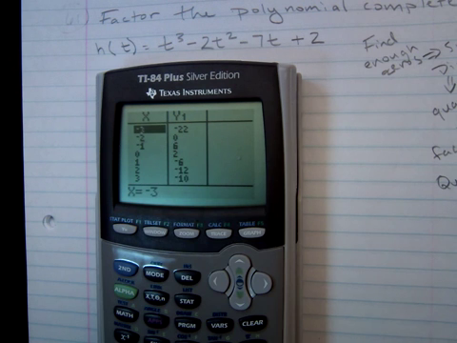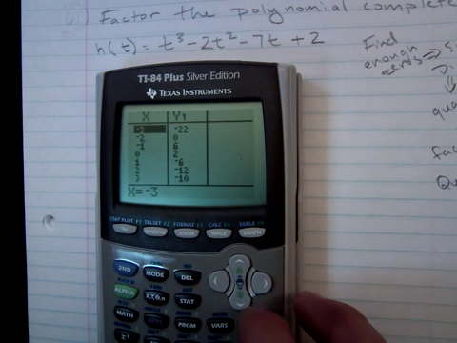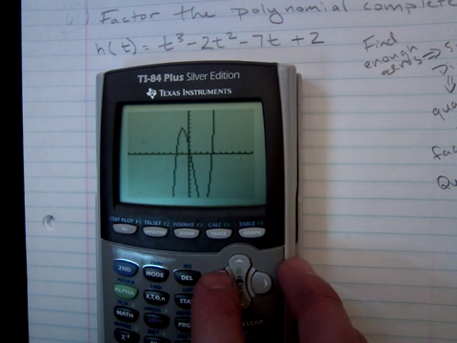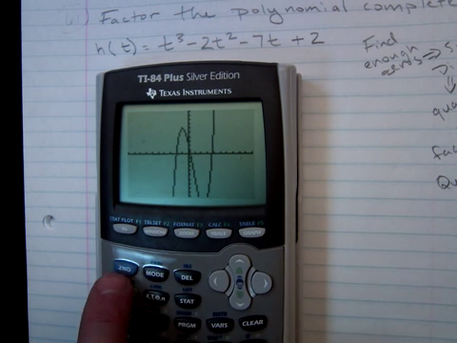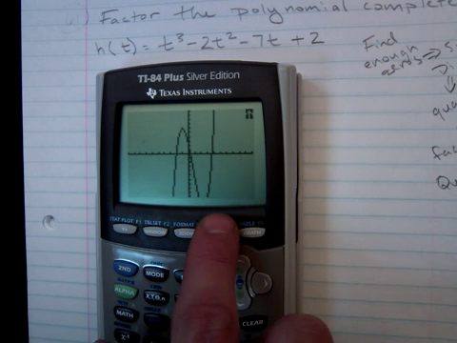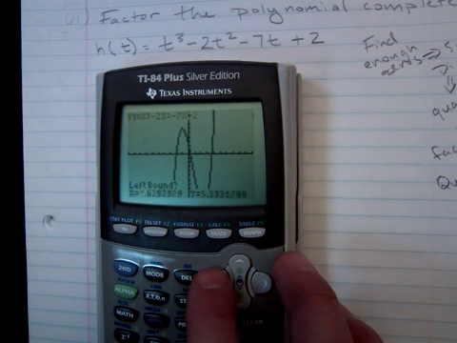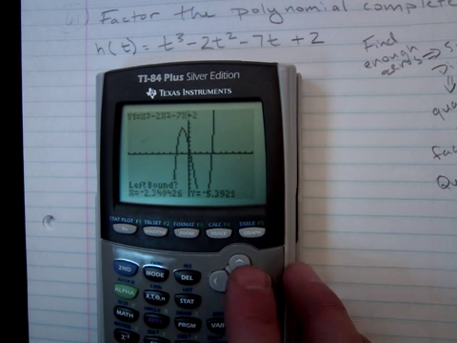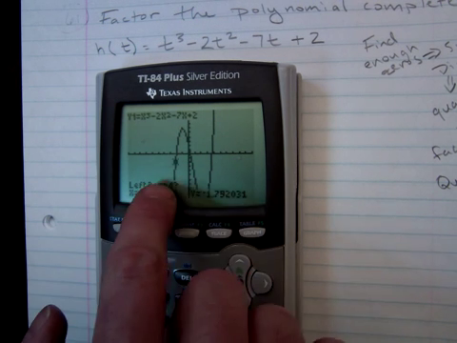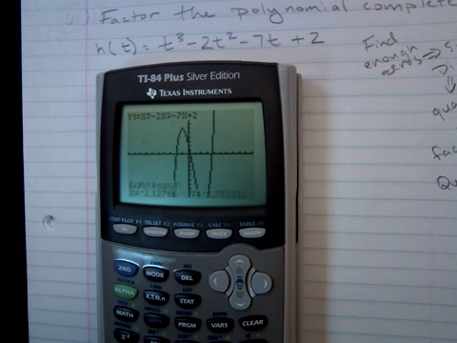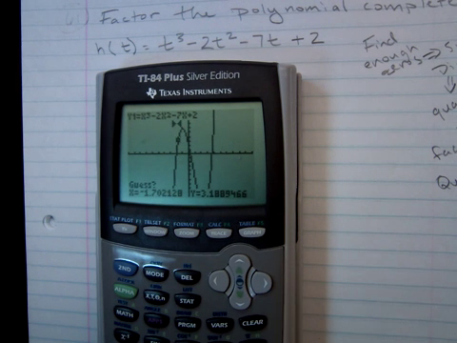Now, if you're not lucky and it's not in the table, let me show you what you can do as well. And a bit of this is just going to be guess and check. You can also hit second, and then the trace button will get you to calculate. We want to calculate the zeros. So we're going to go right over here. Now it says left bound, so you're basically telling the calculator, I don't want you to look any further to the left than that, and I don't want you to look any further to the right than this.